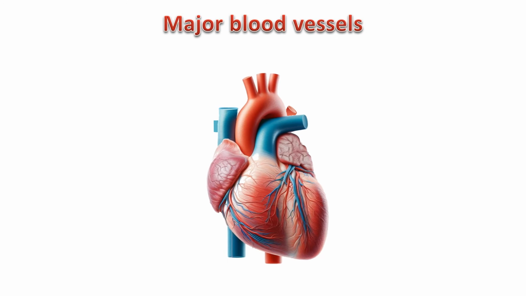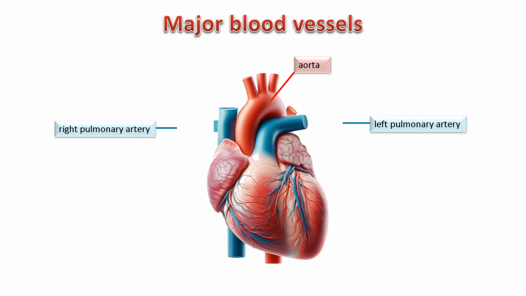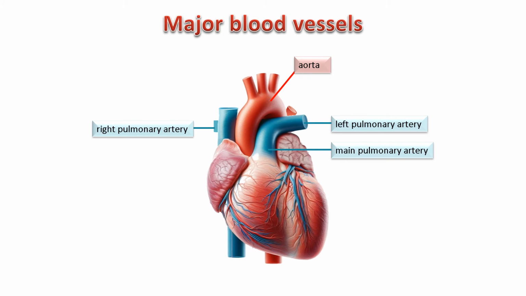The largest blood vessels in the body connect directly to the heart. The largest artery is the aorta, emerging from the left ventricle of the heart and carrying the cardiac output to all the organs of the body except the lungs. The vessels that carry the cardiac output to the lungs are the left and right pulmonary arteries, which emerge from the main pulmonary artery shortly after it exits the right ventricle.